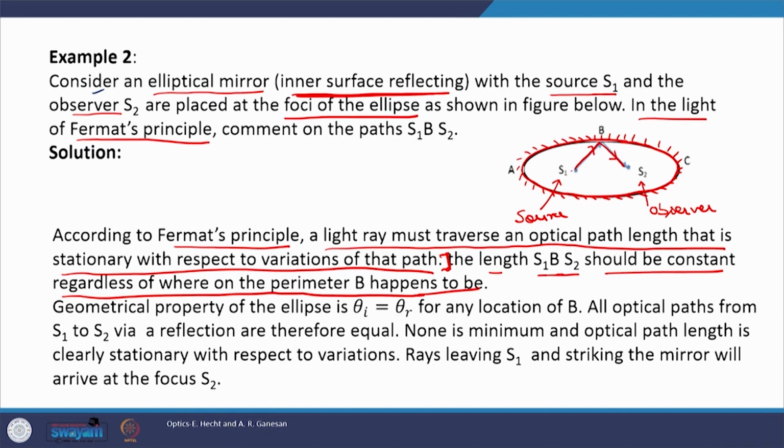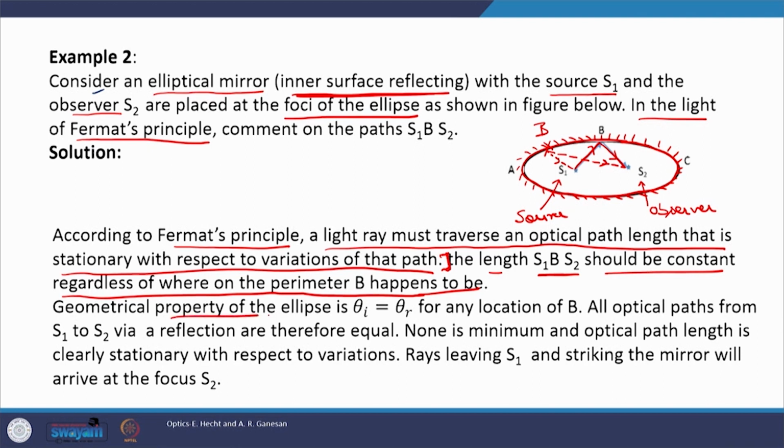If we choose another position for B, say B is here, then this path starting from S1 going to the new B and then again coming back to S2, this S1 new B S2 must be equal to S1 B S2. This is what Fermat said, and this is exactly the property of an ellipse we know. Therefore, the length S1 B S2 should be constant regardless of where on the perimeter B happens to be. B is the point of reflection.